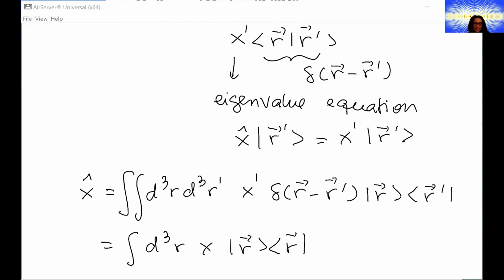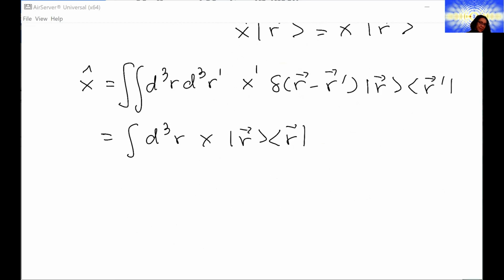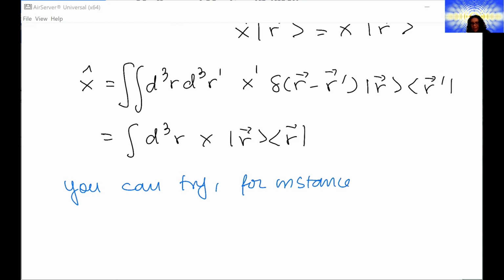Okay, so you can try the same, and it's something you might have done in your life. If you are interested in trying and playing around with this, you can try, for instance, p_x in the p representation, or in the x representation, in the r representation, not x. We're doing 3D here, right? In the r.